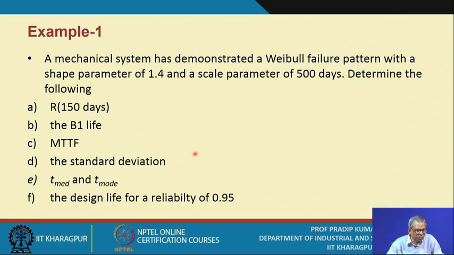We may refer to these examples later on. This is a typical example: a mechanical system has demonstrated a Weibull failure pattern with a shape parameter of 1.4 and a scale parameter of 500 days. Determine the reliability that it will last for 150 days, the B1 life, MTTF, the standard deviation, the median time and the mode time. And the design life for a reliability of 0.95. This is a typical problem. Go through these examples, and later on we'll discuss several kinds of numerical problems related to design for reliability. Okay, so I conclude this session.